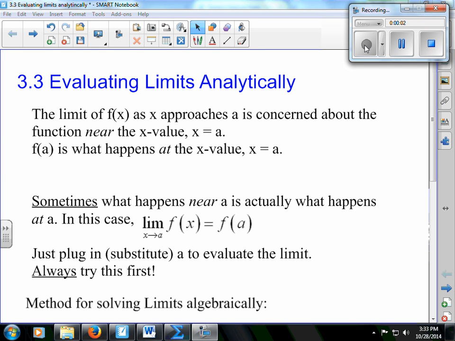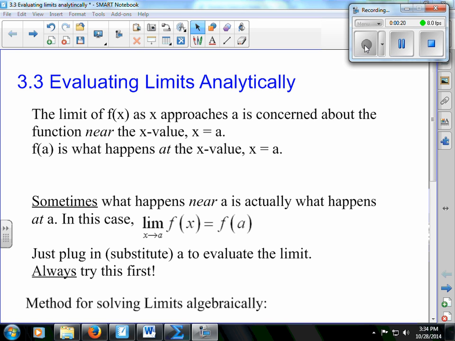Okay, this is section 3.3, evaluating limits analytically. Analytically is another word that you can think of for algebraically. In this lesson, we're going to be evaluating limits. We're going to be finding the answers to what a limit is, which is a y value.